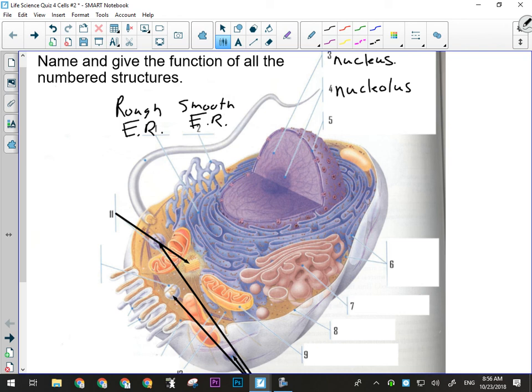Structure number 5 is the nuclear membrane. Okay, and the nuclear membrane essentially controls movement in or out of the nucleus. Or allows RNA to leave the nucleus or something along those lines.